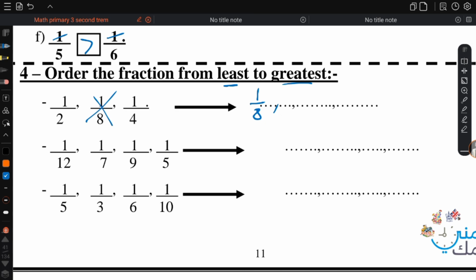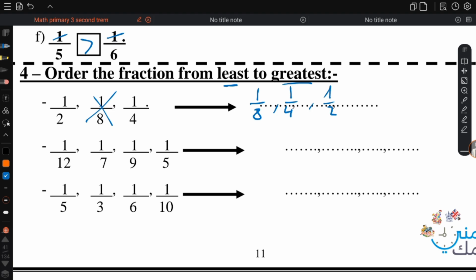Which one has a greater denominator? Yes, 1 over 4. So who has a greater denominator, is it the greater or the smaller fraction? Okay, mister, who has a greater denominator is the smallest fraction. So 1 over 4 is smaller, so I need the small. And lastly, I have 1 over 2.